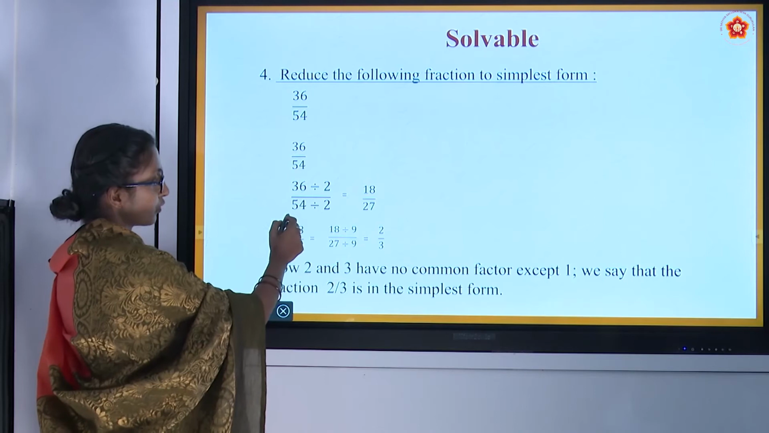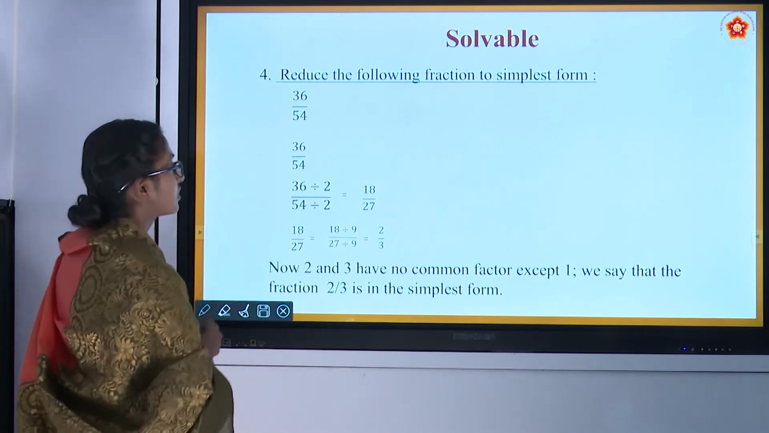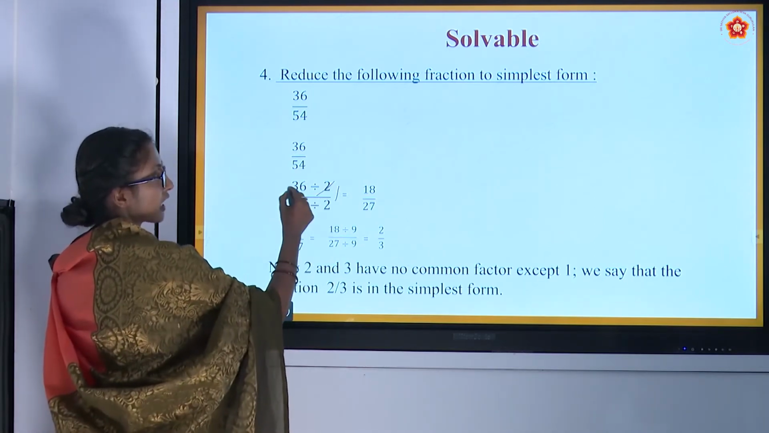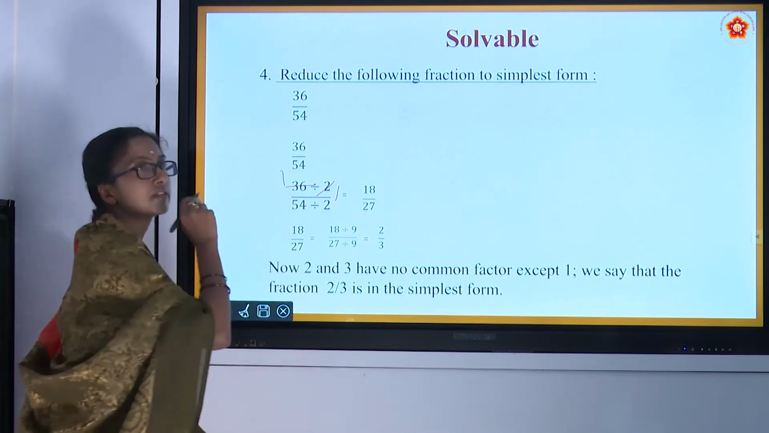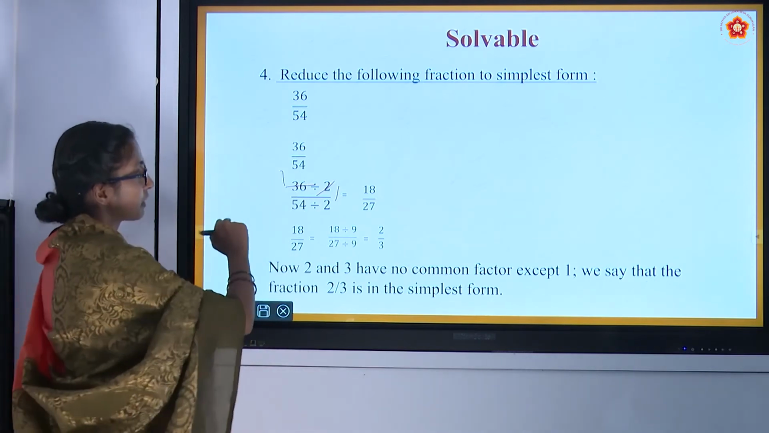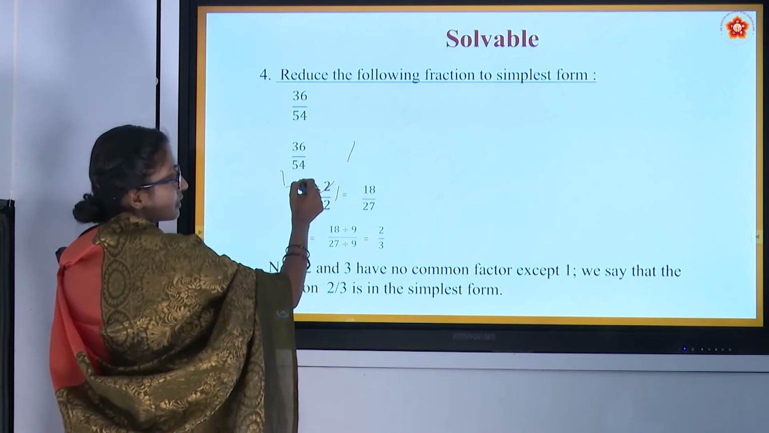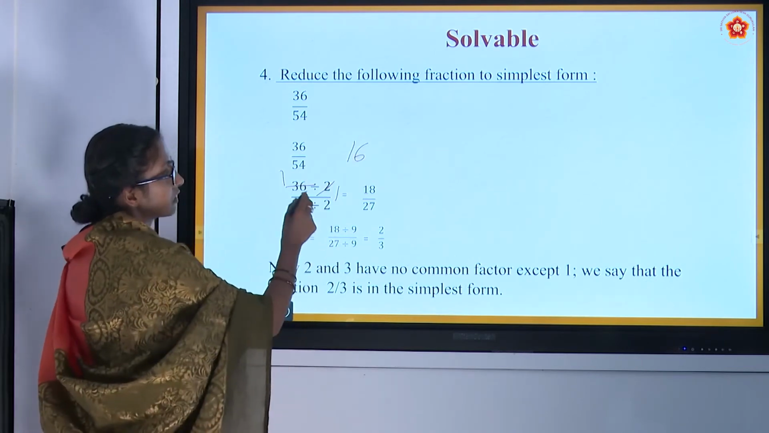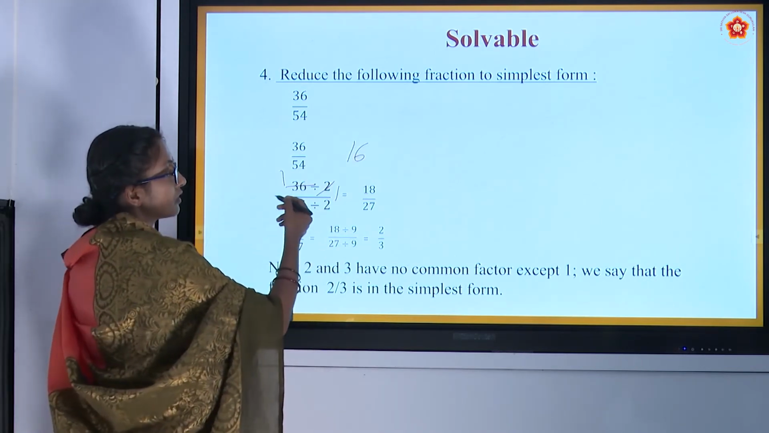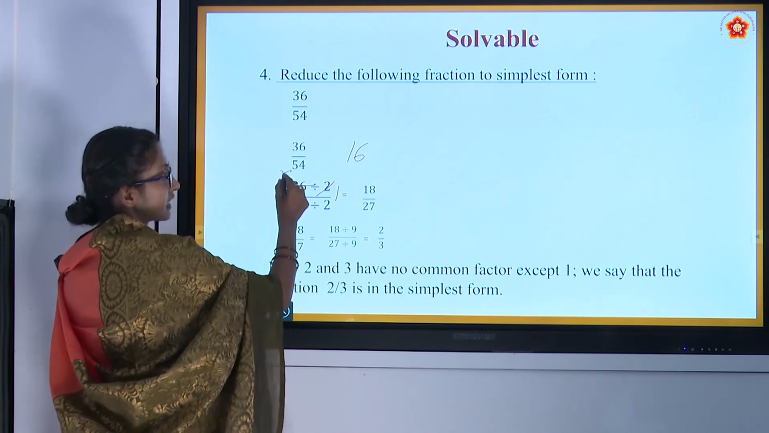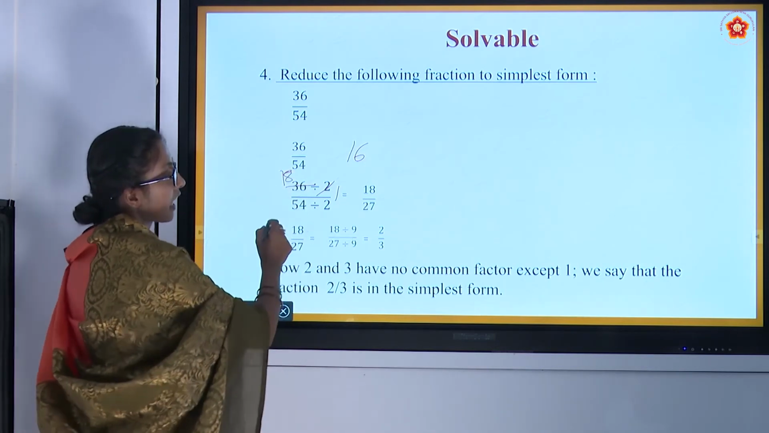36 divided by 2 and 54 divided by 2. See, 2 ones are 2. If in 3, 2 goes, 1 remains. Beside it 6 is there, 16. 2 eights are 16. So 18 is the answer.